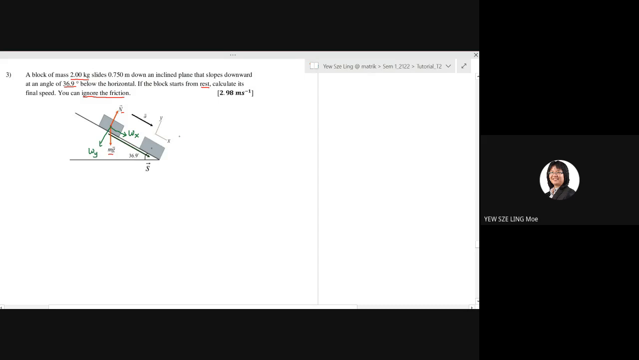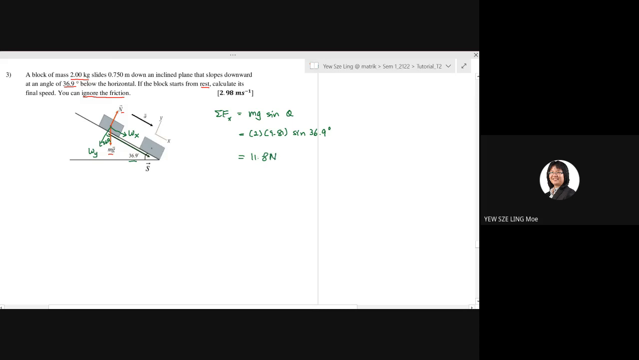So our F net, summation of F in this case, equals summation Fx, which equals mg cos or sine. Now you look at the angle. The angle 36.9 degrees is located beside the y component. Therefore, I'm going to use sine theta: mg sine theta, which equals 2 kg times 9.81 times sine 36.9 degrees, which equals 11.8 Newton.